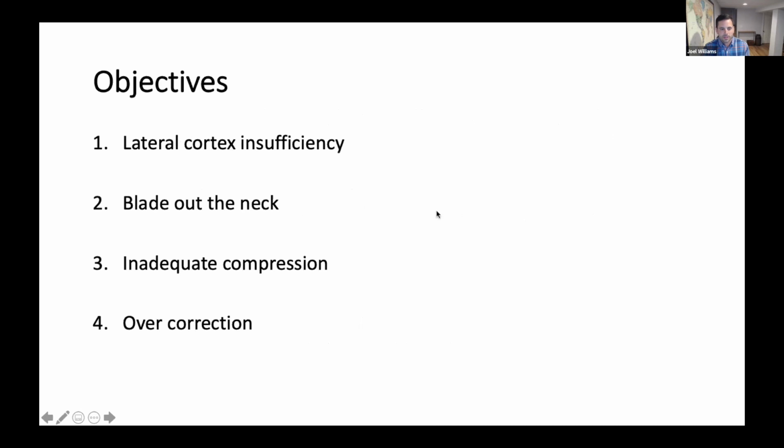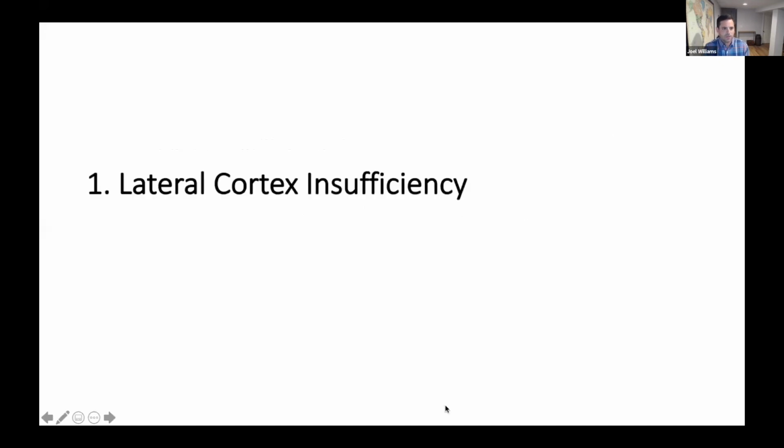There's numerous complications, but I only have 5 minutes, so I picked 4 to get through, 2 of which I have had personally, the top 2, and then the other 2 I'm going to share some other cases from the panelists.